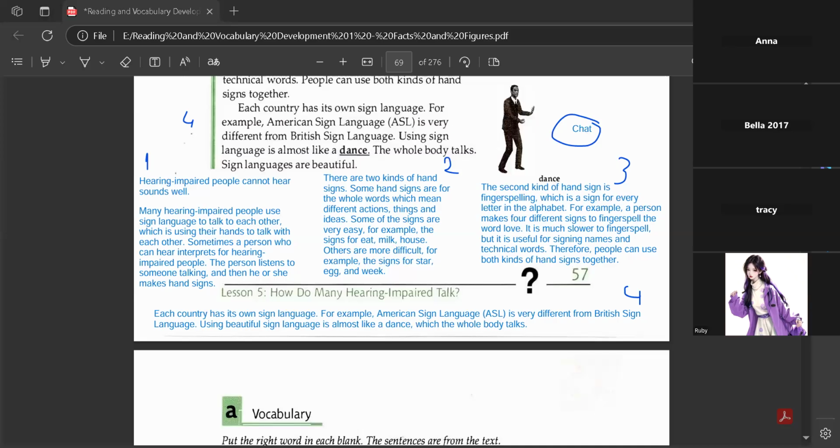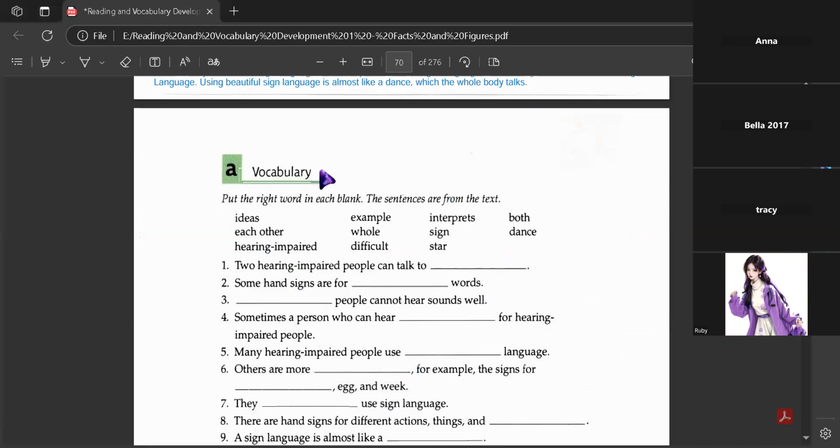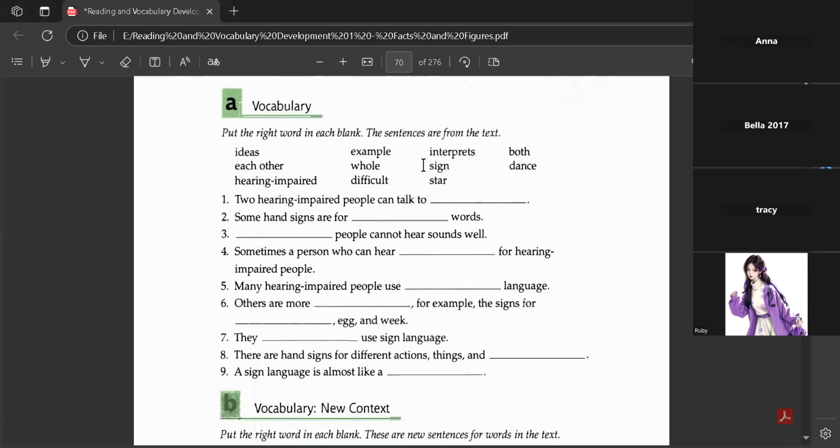My God. Okay, so I think we gotta move on to the exercise, okay? First, all right, very nice, Anna. You're going to rewrite it later. We have to move on to the exercise so that we could keep up with the time. Wait, stop chatting.